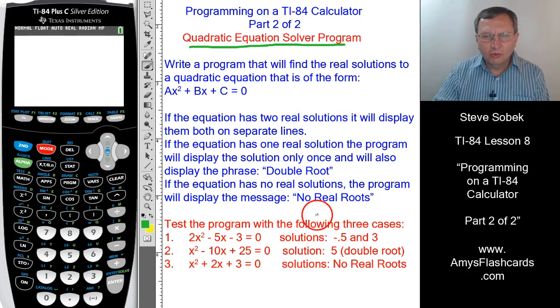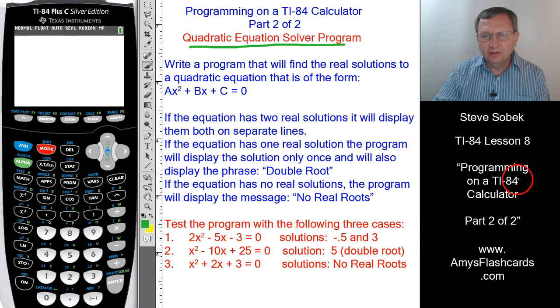After we write our program, we're going to test it with 3 different equations. Not 3 different random quadratic equations, but 3 different equations, because there are 3 different types of quadratic equations in terms of number of solutions. We can have a quadratic with 2 solutions, we could have a quadratic with 1 solution, or we could have a quadratic equation with no real solutions. And that's our focus, real solutions. We're not interested in the imaginary roots at this point.